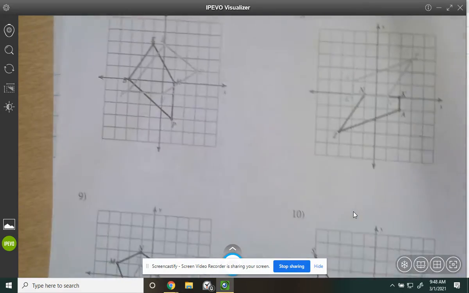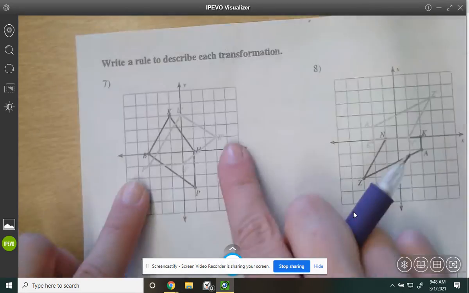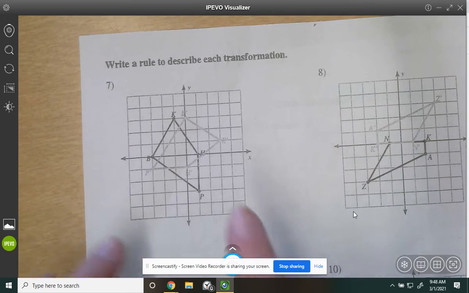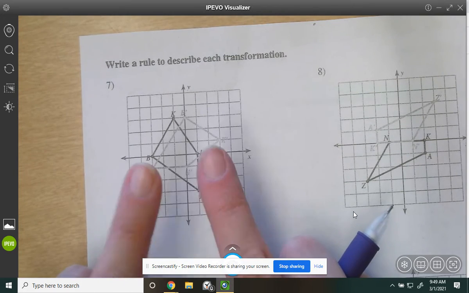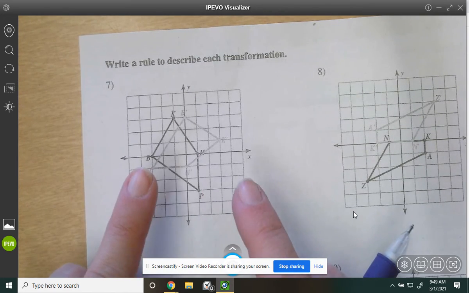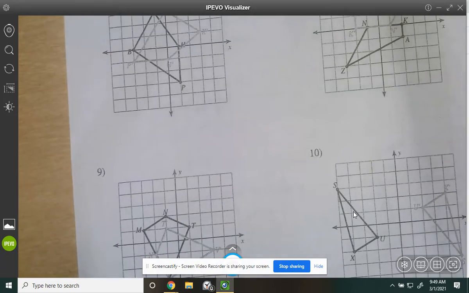Okay, on the back, the bell's getting ready to ring. On the back, you're just telling me what it was rotated. So is it rotated 90 degrees, 270, 180? That's all you're doing on the back side. All right.